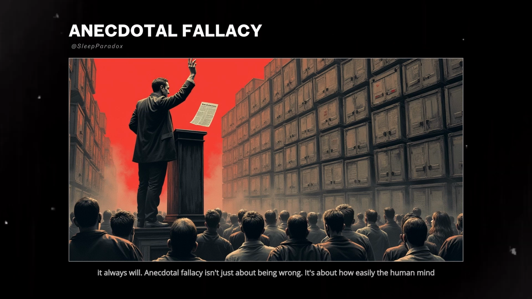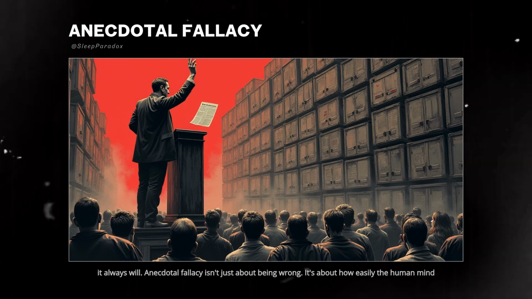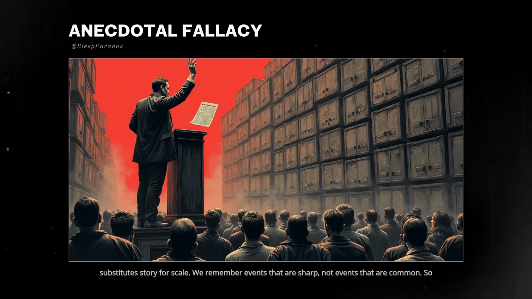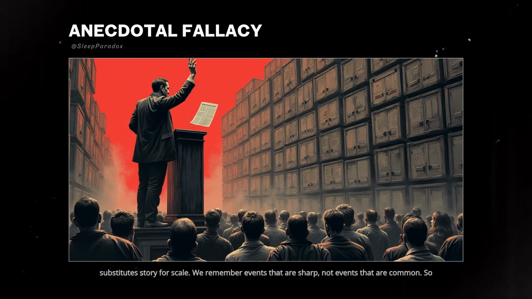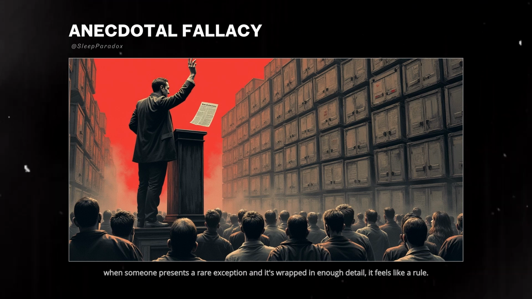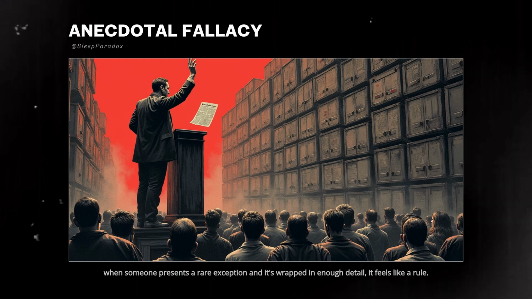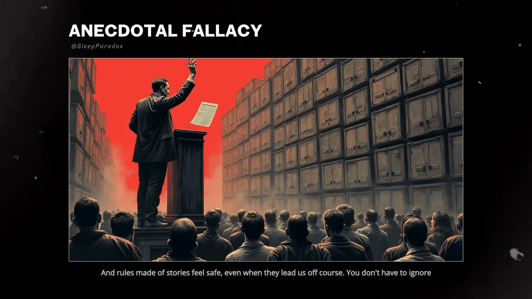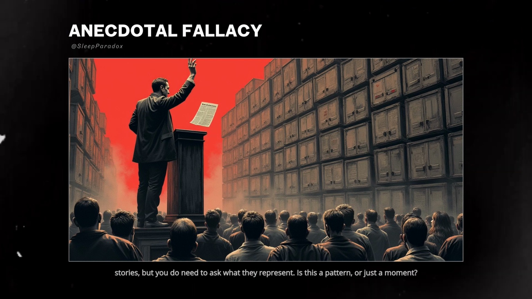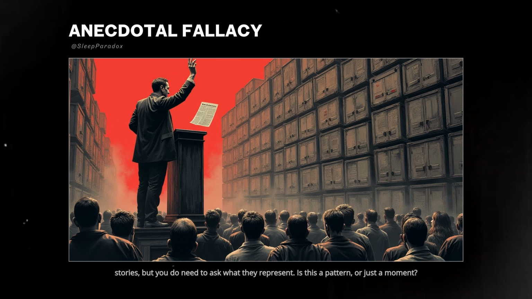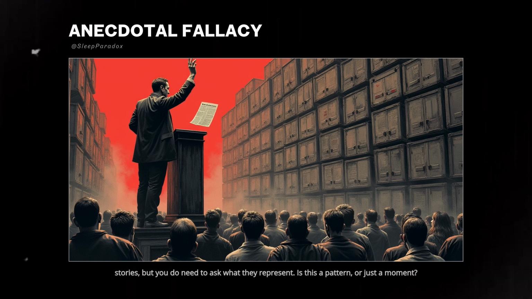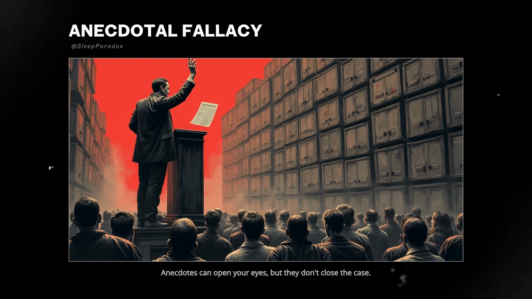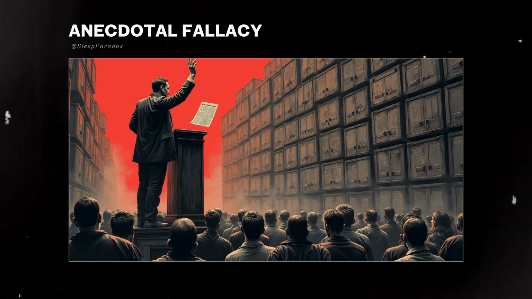Anecdotal fallacy isn't just about being wrong. It's about how easily the human mind substitutes story for scale. We remember events that are sharp, not events that are common. So when someone presents a rare exception, and it's wrapped in enough detail, it feels like a rule, and rules made of stories feel safe, even when they lead us off course. You don't have to ignore stories, but you do need to ask what they represent. Is this a pattern, or just a moment? Anecdotes can open your eyes, but they don't close the case.